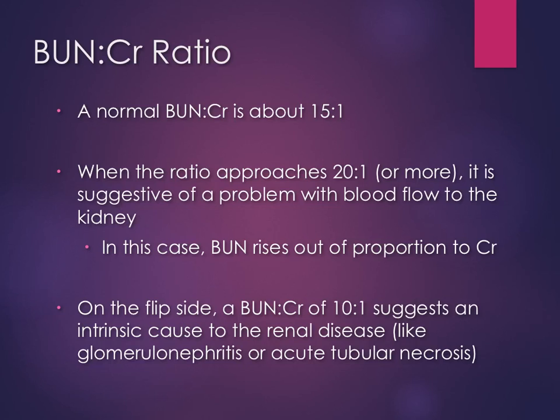On the flip side, a BUN to creatinine ratio of 10 to 1 suggests that there is an intrinsic problem in the kidney, like glomerulonephritis or acute tubular necrosis. So when you see a patient with acute renal failure, look at the BUN to creatinine ratio. This is going to tell you if the problem is coming before the kidney, such as in pre-renal issues like dehydration, or if it's a problem within the kidney itself.